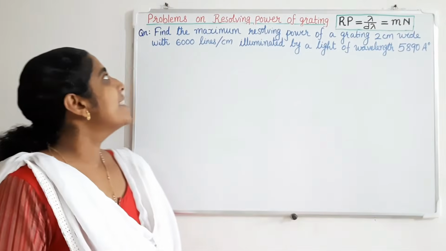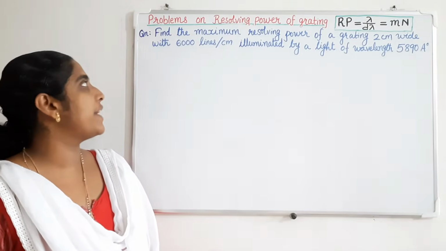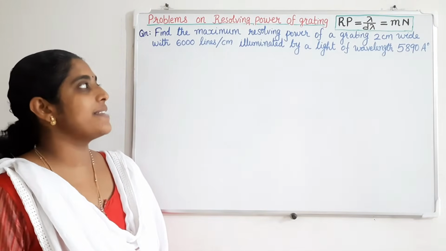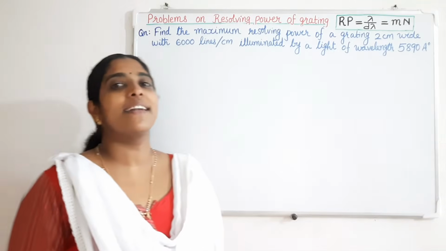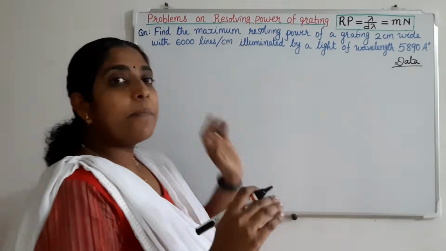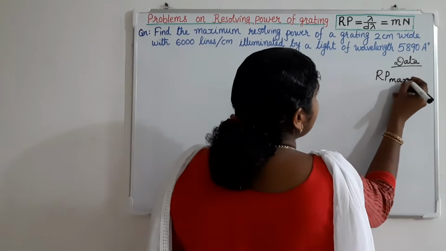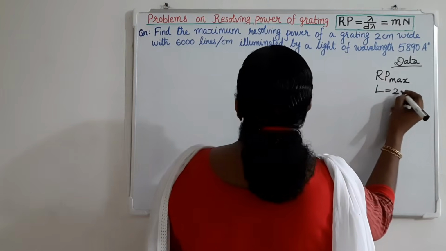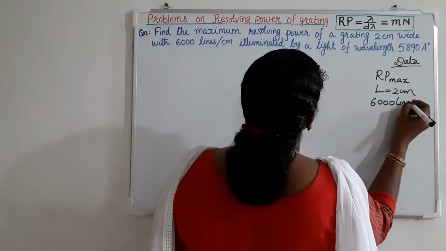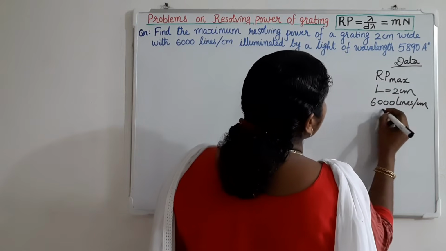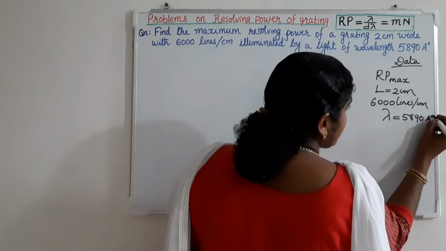See the next question. Find the maximum resolving power of a grating 2 centimeter wide with 6,000 lines per centimeter illuminated by a light of wavelength 5890 angstrom. Find the maximum resolving power of a grating which is 2 centimeter wide with 6,000 lines per centimeter and it is illuminated by a light of wavelength 5890 angstrom.